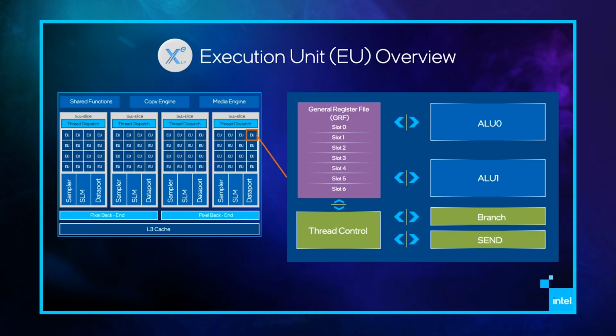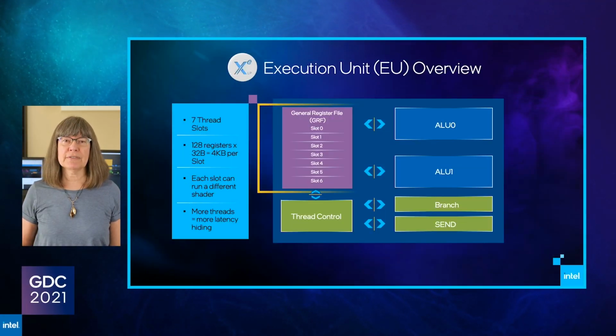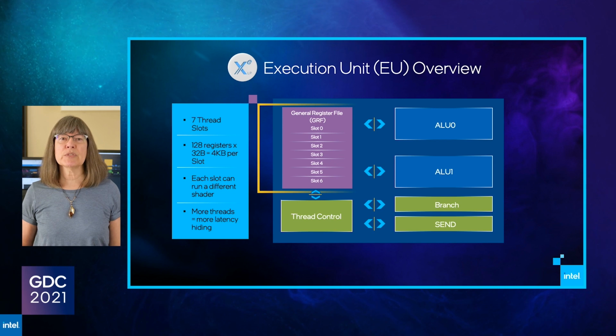From a 10,000-foot view, each EU logically consists of a general register file, GRF, two arithmetic logic units, ALU0 and ALU1, as well as thread control, branch, and send units. Let's go over some of these. The general register file, or GRF, is a memory space which holds the shader execution state.